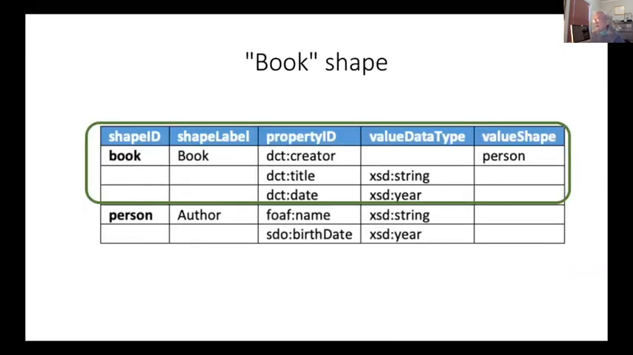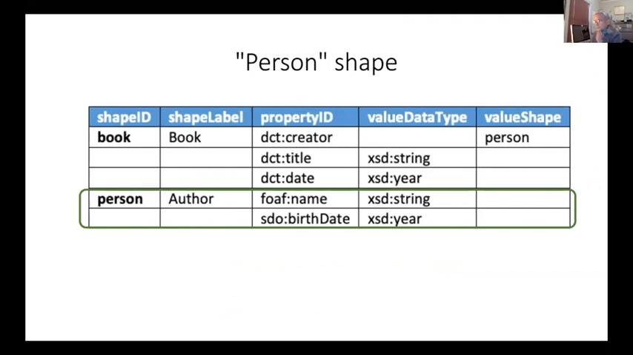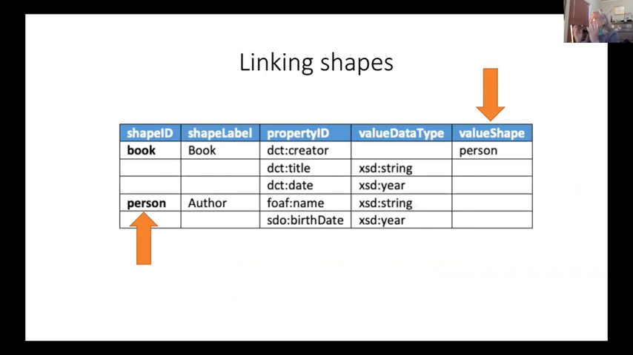So here we have a very simple profile with a book shape and a person shape. So it has two different shapes. And the way that those connect to each other is through this element called value shape. And the value shape and the shape ID must be identical strings. They could be URIs, they could be whatever you want, but they must be identical. And that will connect together the different shapes.